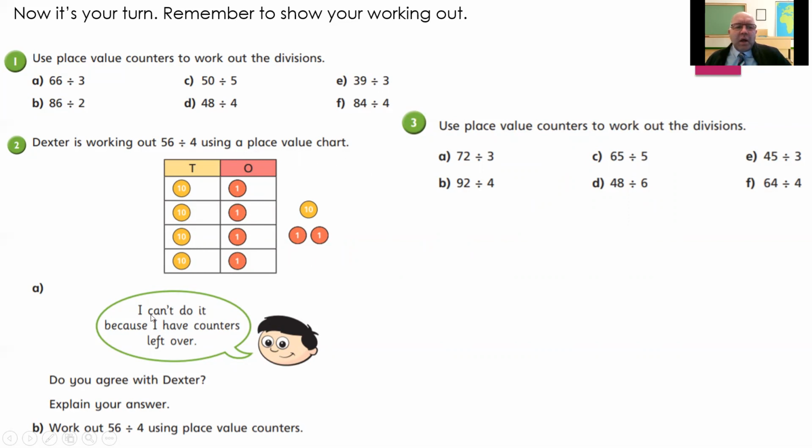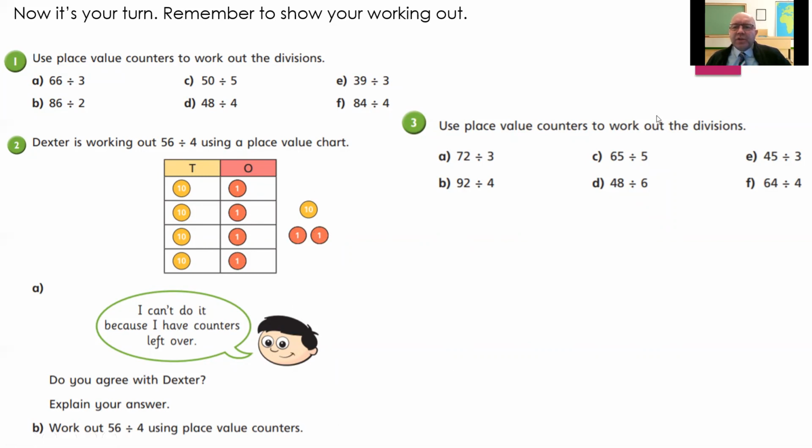Okay. I can't do it because I have counters left over. So do you agree? You can see there he's got a 10 and 2 ones left over. Could he divide those by 4? Could he carry on and complete his chart? Okay. So if you can help him out and then work out what 56 divided by 4 is.